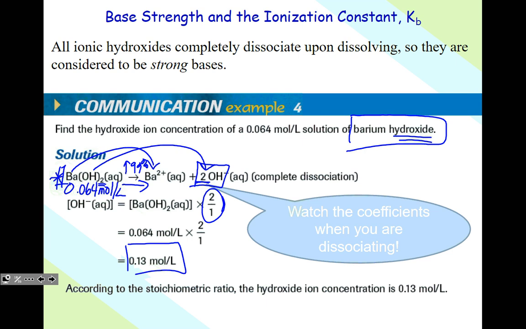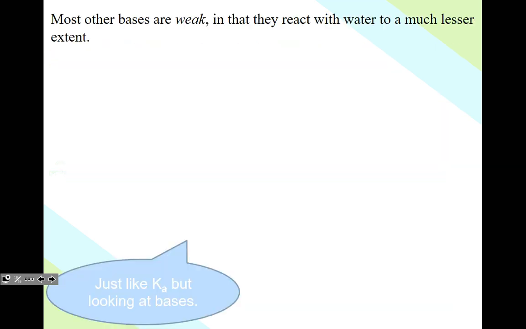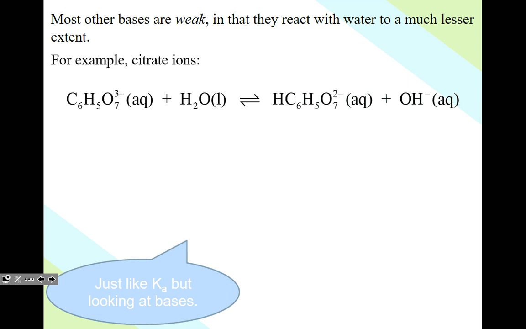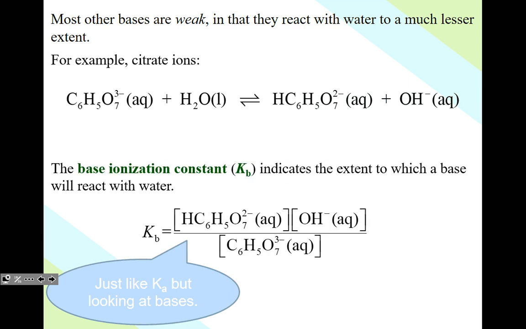But if we're not using a strong acid or strong base, you can't do that, because this only assumes that it's almost 100% effective. So most other bases are weak, in that they react with water to a much lesser extent. The base ionization constant Kb indicates the extent to which a base will react with water to form hydroxide ions. So your Kb is equal to your products over your reactant of a dissociation reaction of a base.